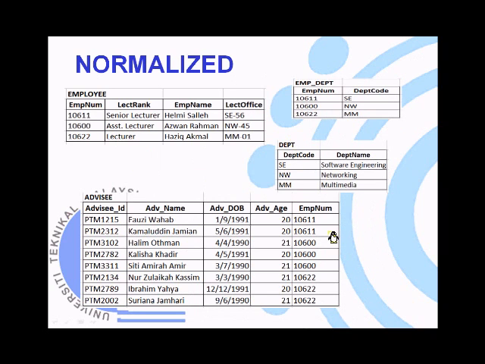So the normalized tables consist of the employee table, EMP department table, and advisee. In order to have relationships between all these tables, the employee table will relate using EMP dept, and EMP dept will relate with the department table. So at the end, we have all tables connected to each other, known as a relational database. So the whole table is now successfully normalized.